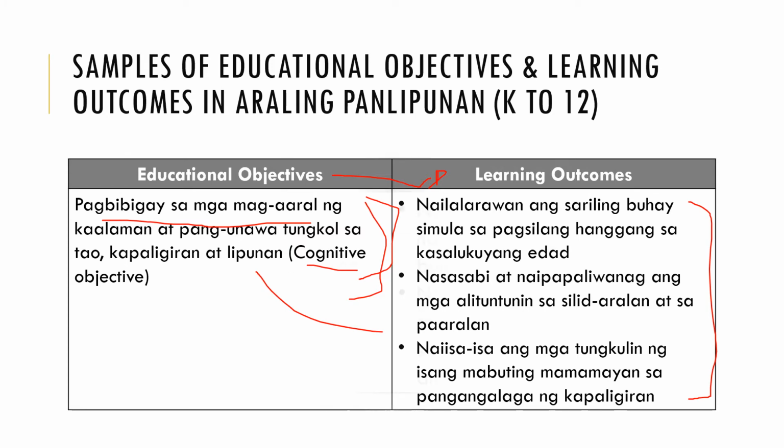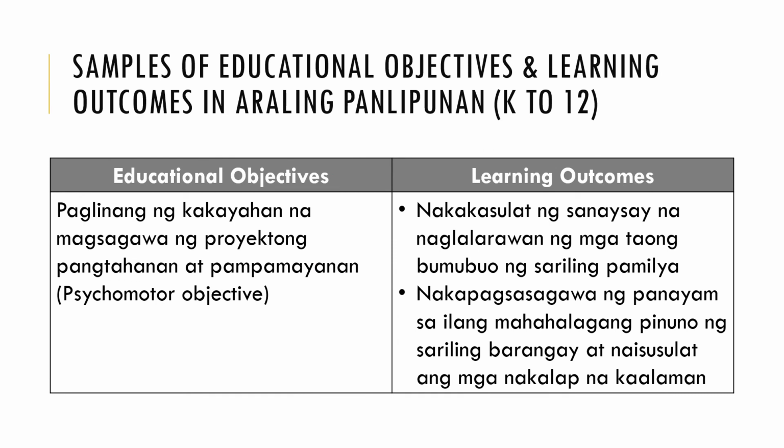I think we also have another example, paglinang ng kakayahan na magsagawa ng proyektong pantahanan at pampamayanan. So this is psychomotor objective because we try to look at the ability to execute a project. If you look at here, pag sinasabing project, it requires mental capacity or activity, no? But then again, ang ginagawa kasi dito, they have to execute. Therefore, this is psychomotor objective.